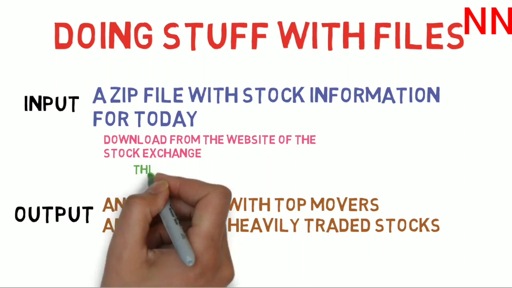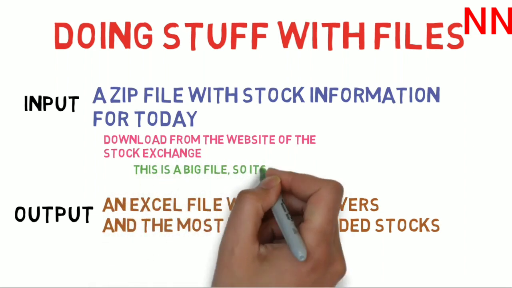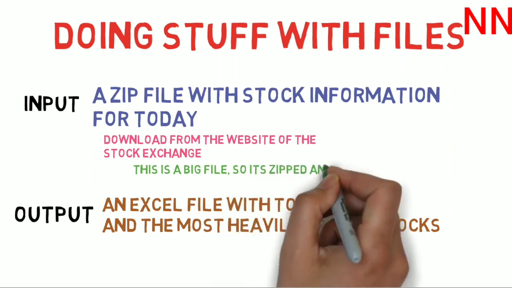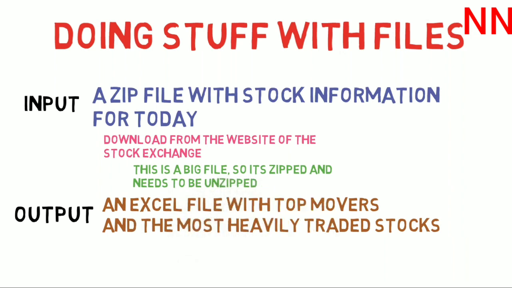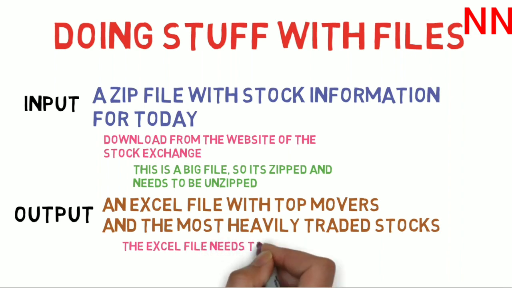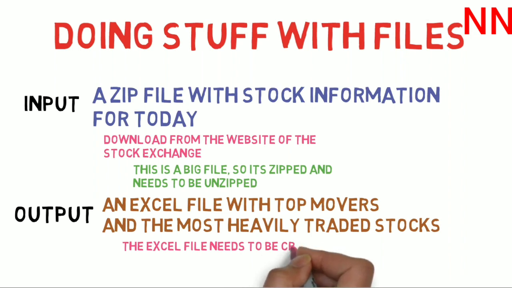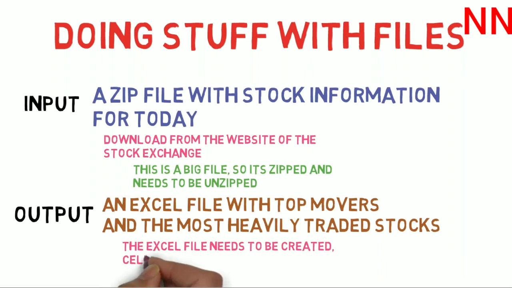The input file is zipped because it's a pretty big file. It has all the information about all the stocks for one day. So it needs to be unzipped. The Excel file needs to be created cell by cell. You need to say what data should be present in each cell of the Excel file's worksheet.